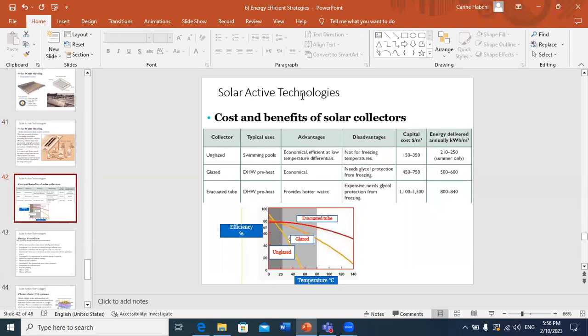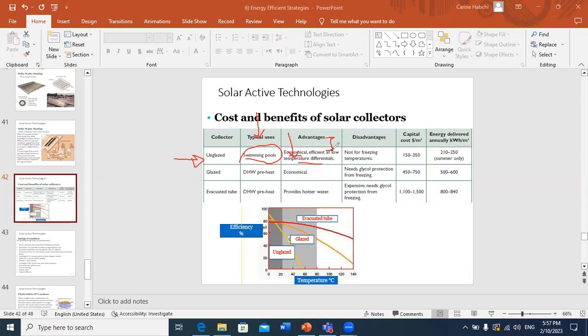Here we can summarize, for example, the use of different types of collectors. We already discussed three types of active technologies: unglazed collectors, glazed collectors, and evacuated tubes. Now, depending, of course, on the application, we do the selection. As we discussed, for swimming pools, the amount of heating required is not very large. That's why an unglazed collector might be the best choice, because it represents several advantages. It's economical, it's efficient at low temperature difference, plus it has low cost. So when we do the economical analysis, it will represent the lowest investment.